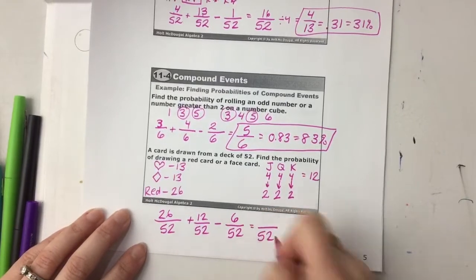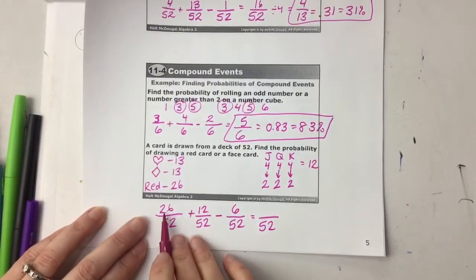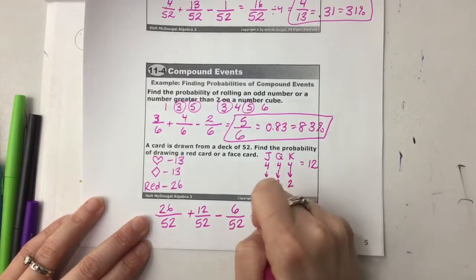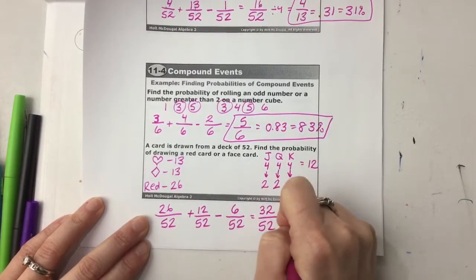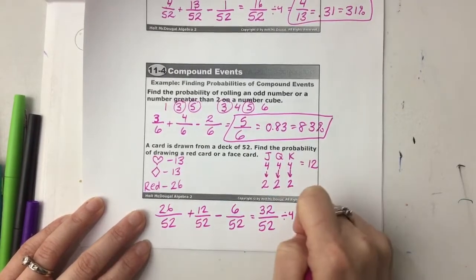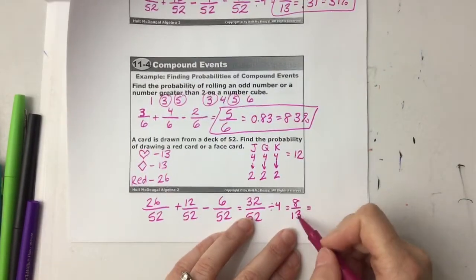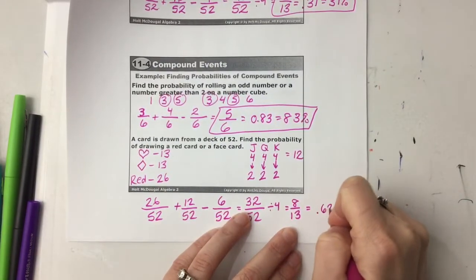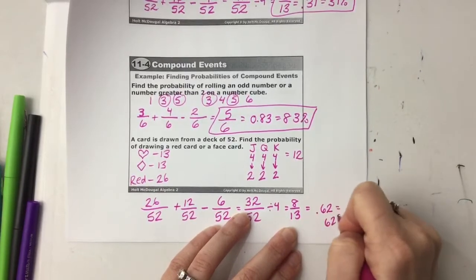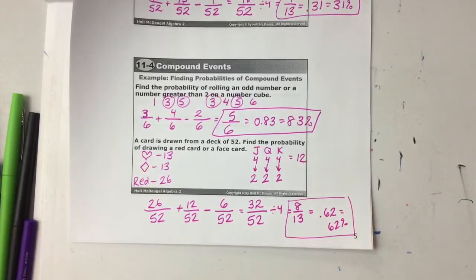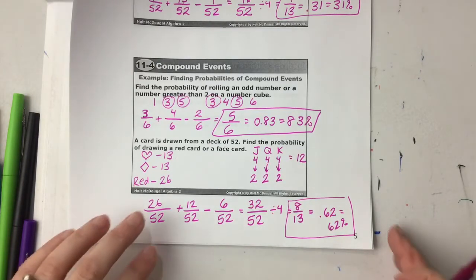Your common denominator is 52. That carries on over. 26 plus 12 minus 6 is 32. You can divide top and bottom by 4. I'd have 8 over 13 as the reduced fraction. 8 divided by 13 is 0.62, which is 62%. So there is a 62% chance that if you randomly draw a card out of a deck of cards, the card that you draw will either be a red card or a face card.